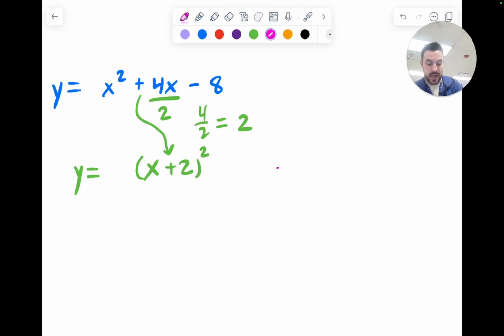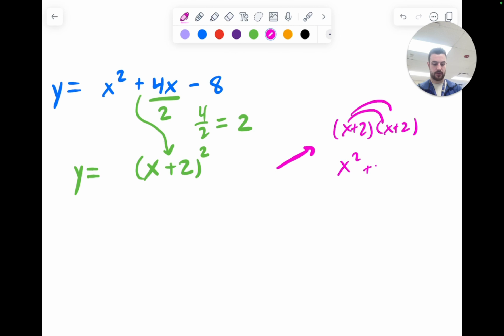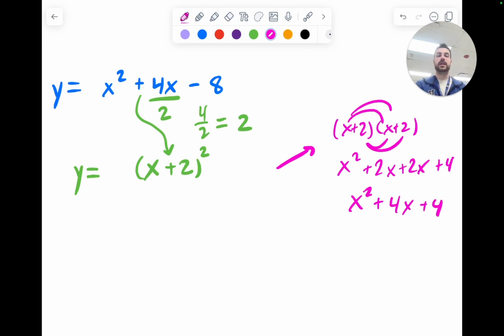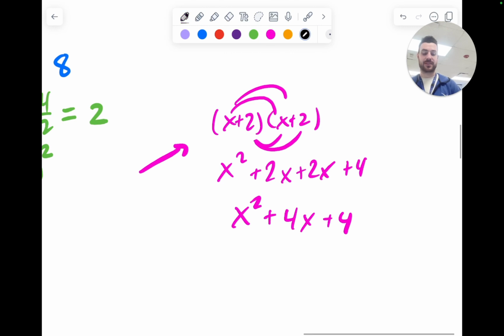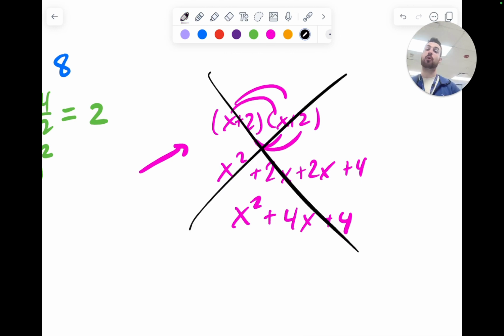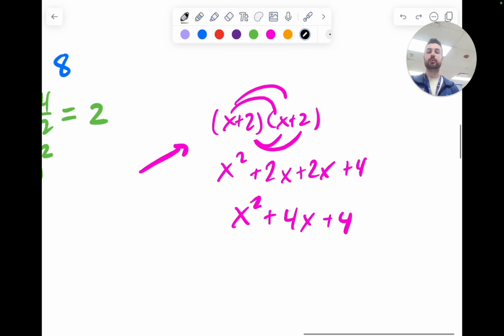Now, I made this into a square because I want it to be in vertex form, which has a binomial squared. But if I were to expand that back out, first, outer, inner, last, I get x squared plus 4x plus 4. Now, this work is not necessary. You do not need to do this. However, let's look at the important part.